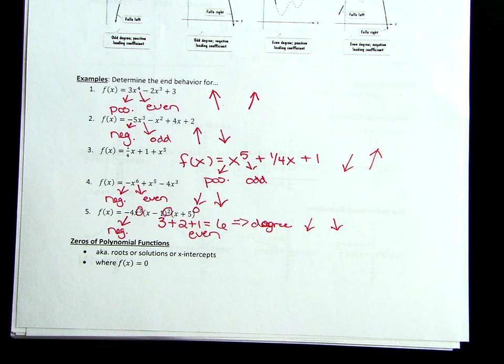Okay. So another term you're going to hear are the zeros of the polynomials. Zeros are the same thing as roots. Sometimes you'll hear it say, find the roots. Or they'll ask you for the solutions, or they're going to ask you for the x-intercepts. All four of those things mean the exact same thing. Zeros, roots, solutions, and x-intercepts are all asking for the exact same thing. They want to find out where your polynomial function equals zero. And so that's when we set it equal to zero and we solve it.